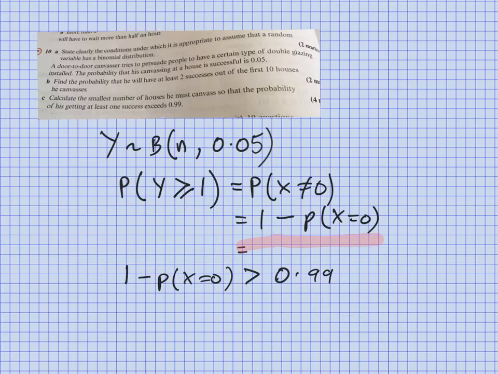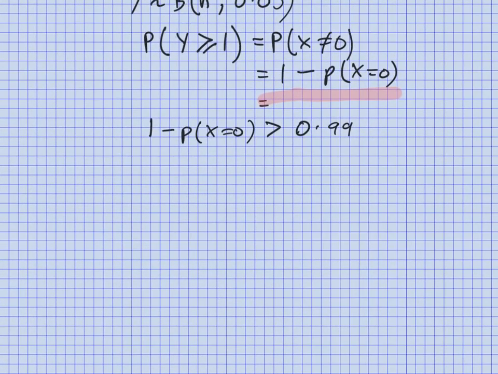Okay, move the page up. There we go. So rearranging this gives me the probability that x equals 0 has to be smaller than 0.01. Okay, now the probability that x equals 0 is something that we can work out based on our knowledge of the binomial distribution. It's the probability of failure for every single test. So that's 0.95 to the power of n, and that has to be smaller than 0.01.